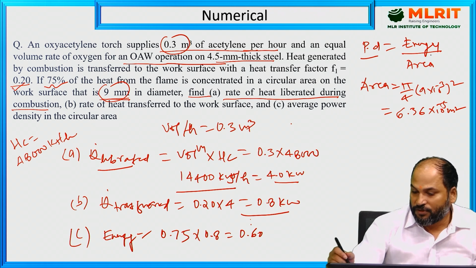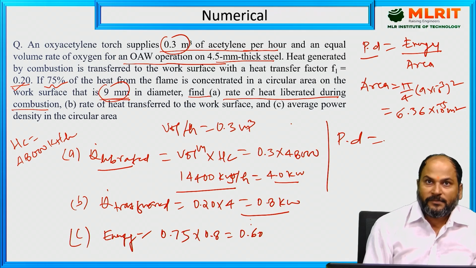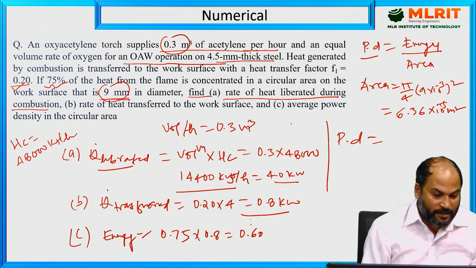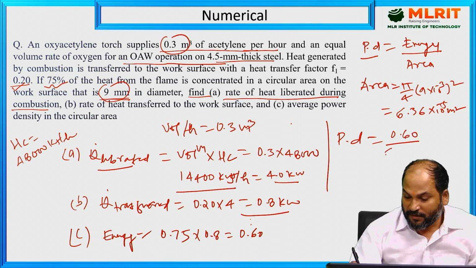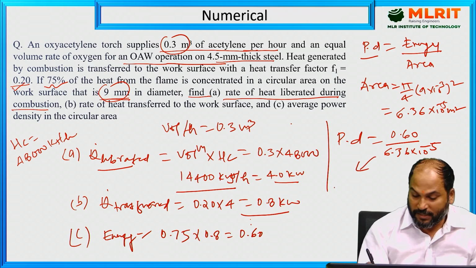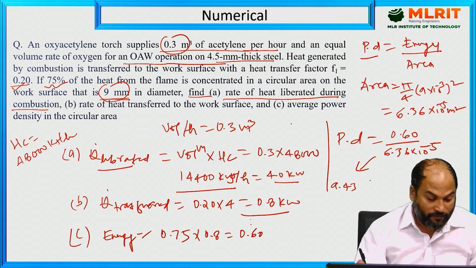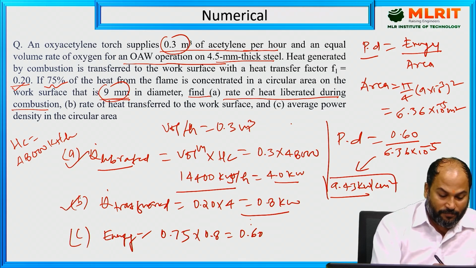Now we can put this value here. So the average power density PD will be simply 0.60 divided by this area, 6.36 into 10 to the minus 5. Once you calculate this, the value comes out directly: 9.43 kilowatt per centimeter square. So that is part A, B, and this is C.